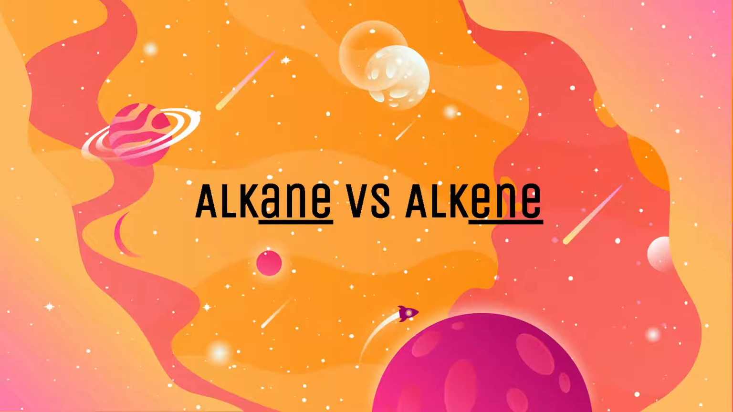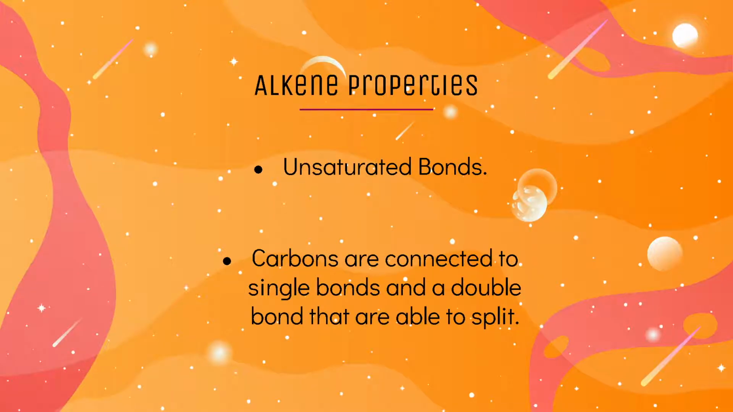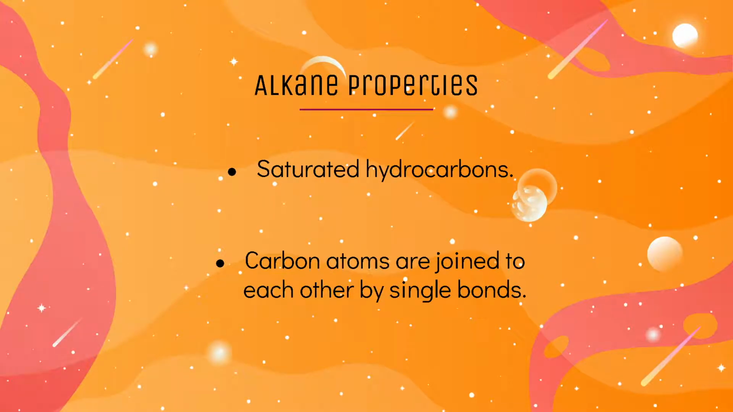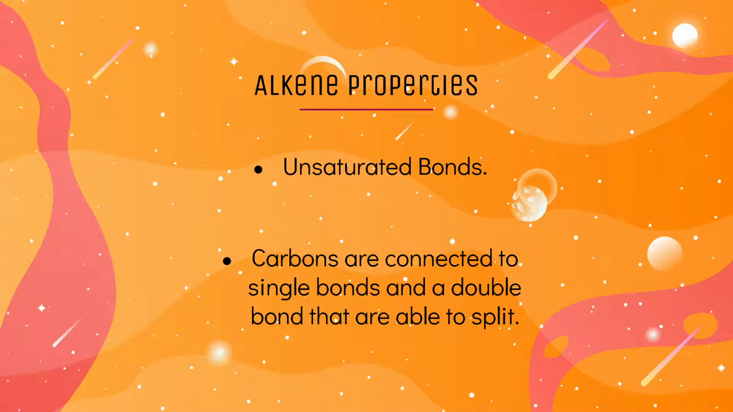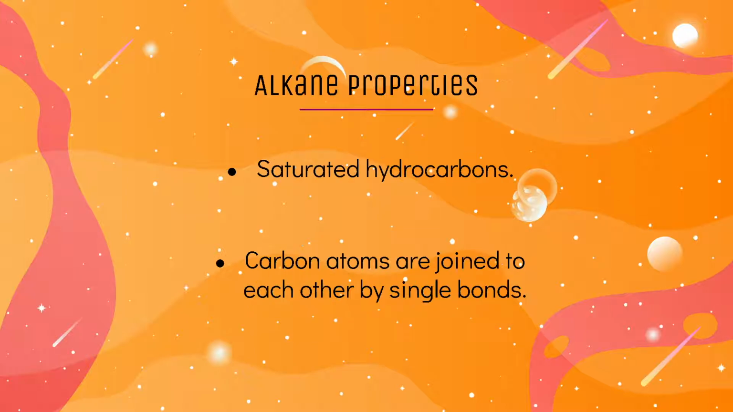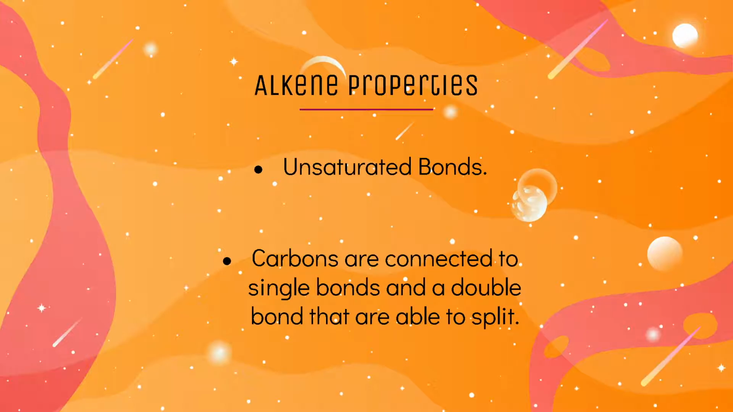We can know the differences between these two by looking at their properties. So the property of alkanes: they are saturated hydrocarbons and the carbon atoms of alkanes are joined to each other by single bonds, while alkenes are unsaturated and the carbons of alkenes are connected by single bonds and a double bond that is able to split. So while alkanes are only connected by single bonds, the alkenes are connected by single bonds and a double bond that is able to split.